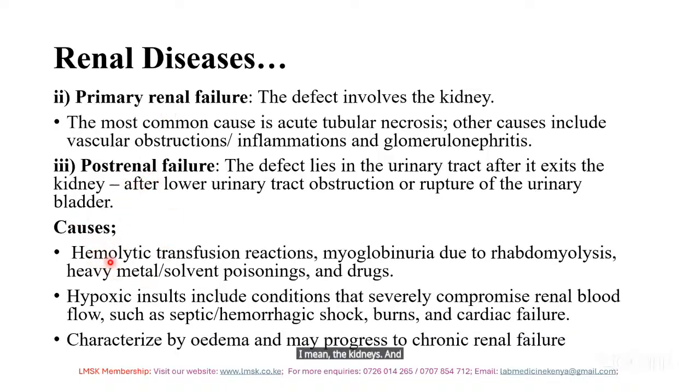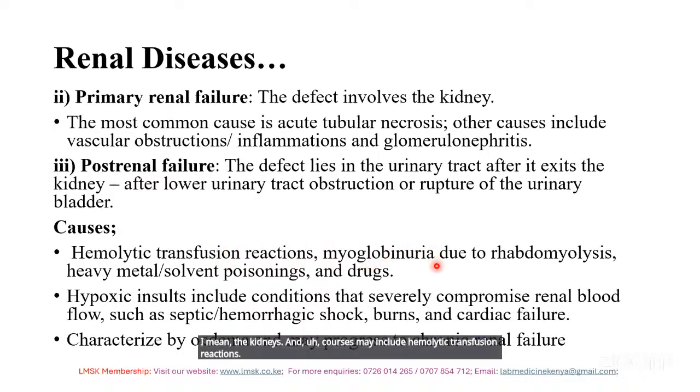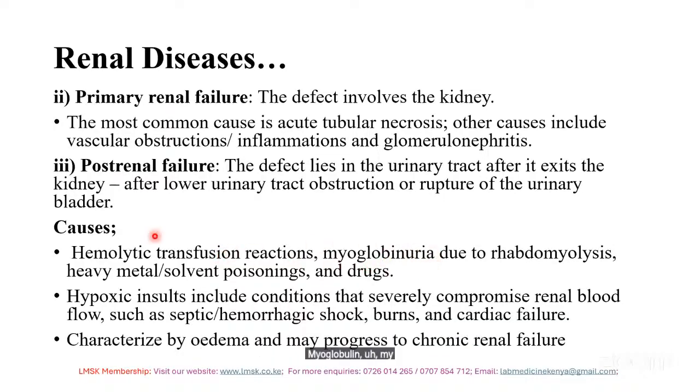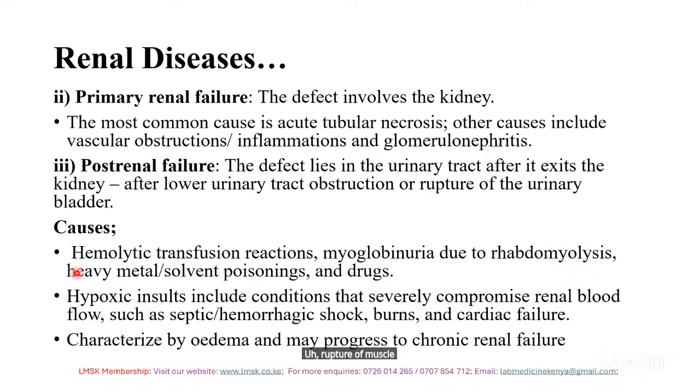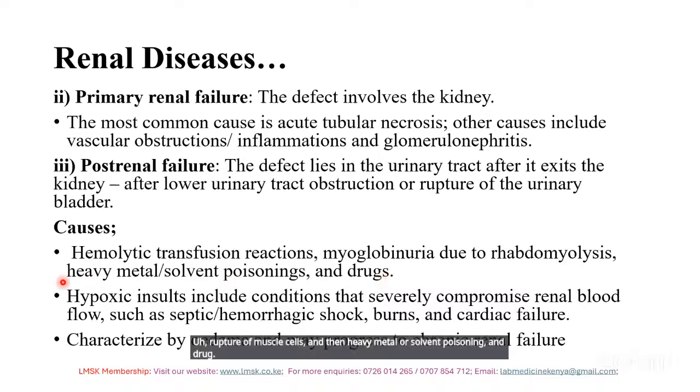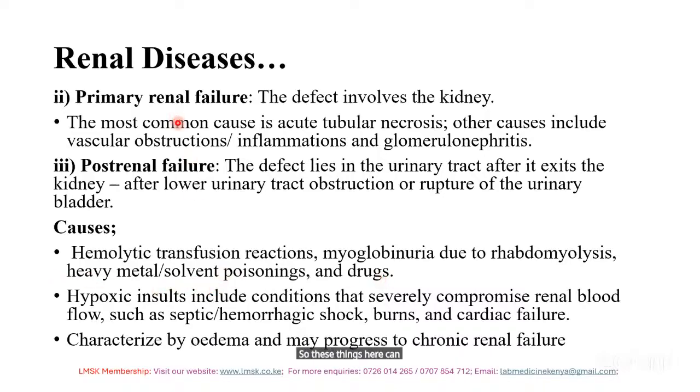And causes may include hemolytic transfusion reactions, myoglobinuria due to rupture of muscles, rhabdomyolysis, rupture of muscle cells, and then heavy metal or solvent poisoning and drugs. So these things here can cause acute kidney injury or AKI.